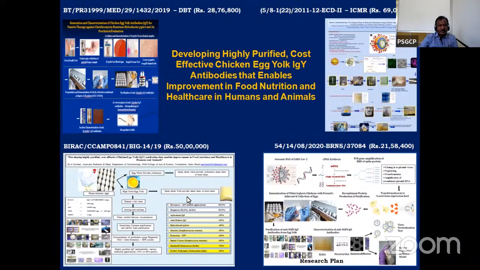That's the grant we got, which gives cheaper and highly purified antibodies without affecting the quality of egg components like yolk and white. Only the antibodies alone will be taken, and we'll put the egg back into the food chain. That's the idea. The last one is on coronavirus, which I'll explain a little later. Next slide.